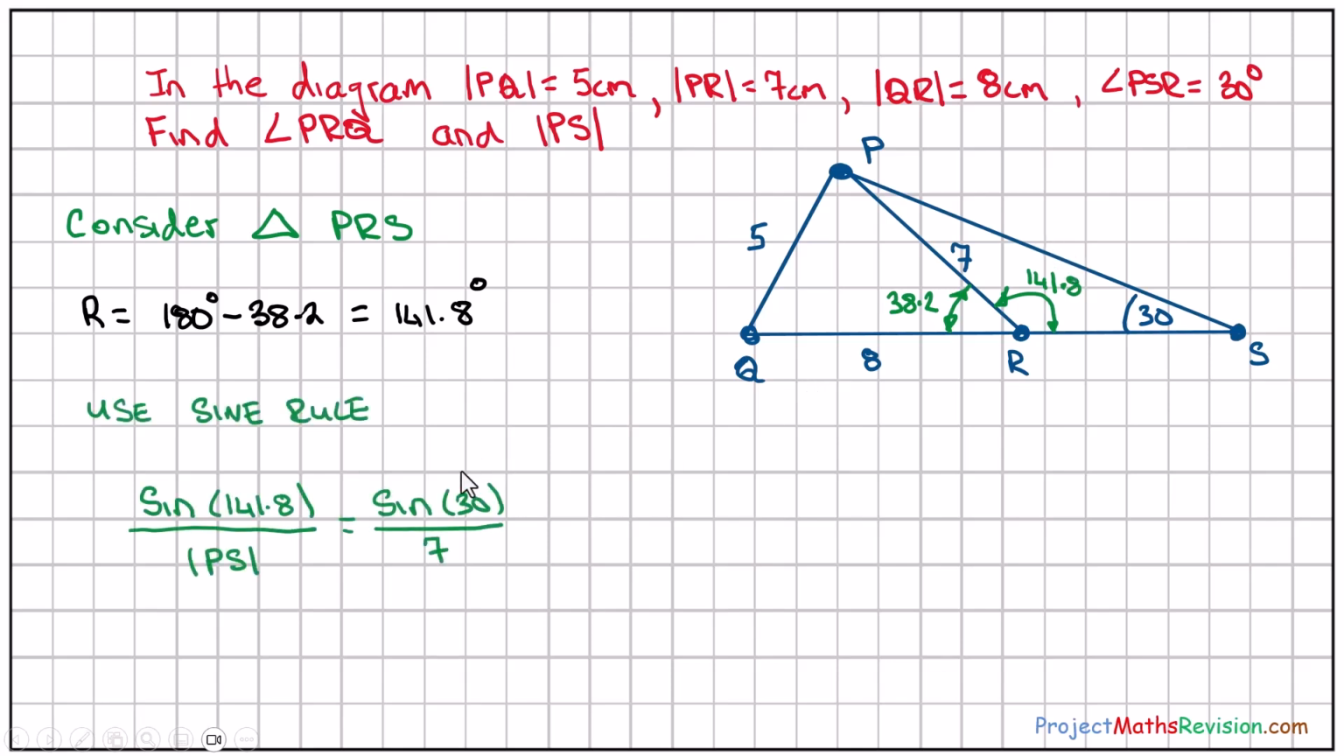So sine of 141.8 over PS is equal to the sine of 30 over 7. Cross multiply, and we get 7 times sine of 141.8 over sine of 30 is equal to PS. If you work this out in your calculator, it works out at 8.7 centimeters. So the length PS is 8.7 centimeters.